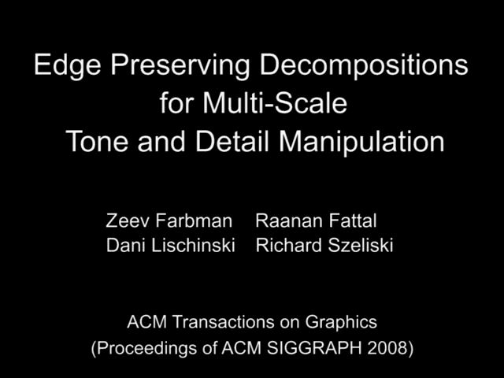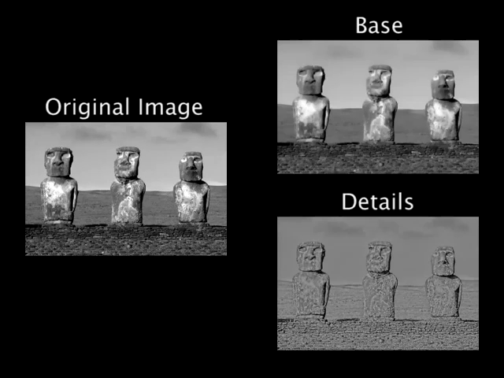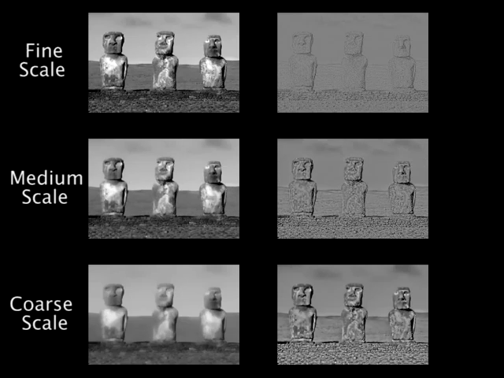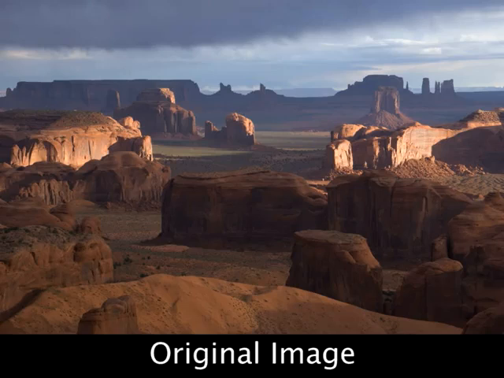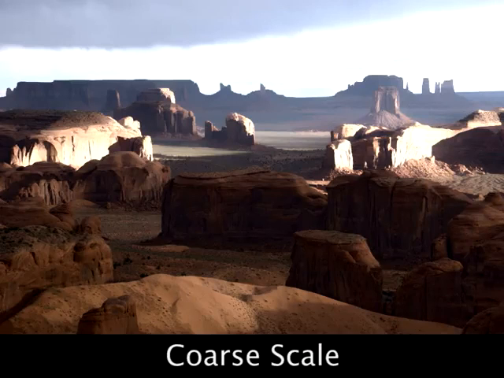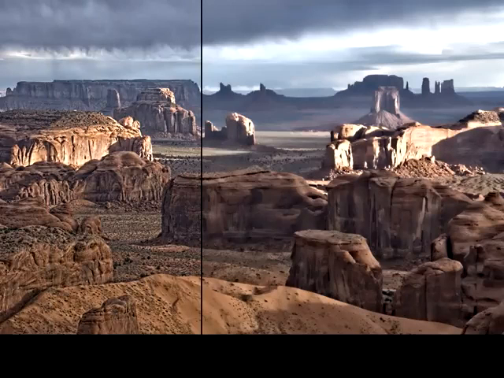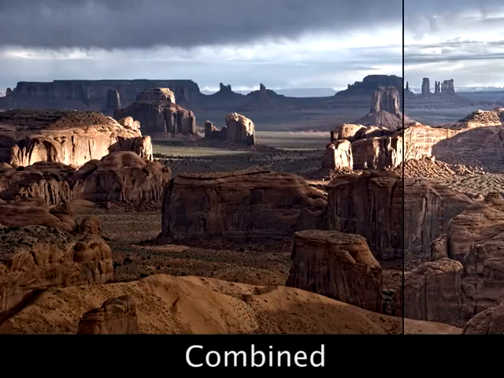Many computational photography applications decompose images into a piecewise smooth base layer and a residual detail layer. In this work, we introduce a new way to construct such decompositions at multiple scales. For example, our decompositions may be used to manipulate detail and tone at different scales in order to increase clarity and add depth to photographs.